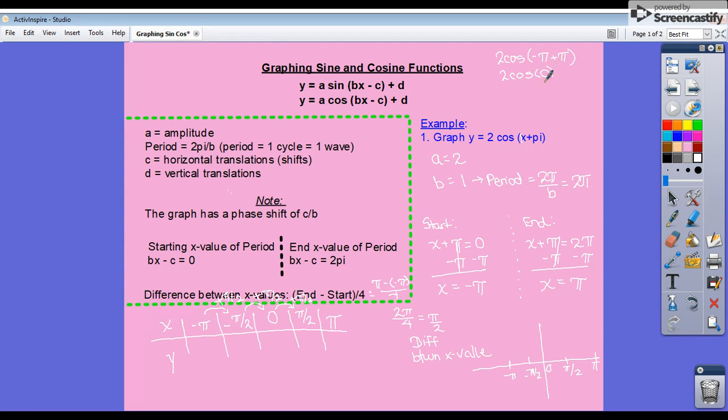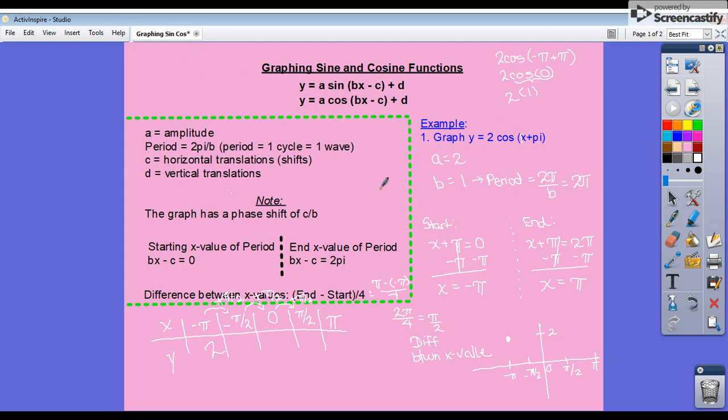So 2 cosine of 0. Well, what's the cosine of 0? That would be 1. And then 1 times 2 is 2. So when x is negative pi, the y value is 2. I'm making a point right there. Next up is negative pi over 2. So I'm going to plug it in. Negative pi over 2 plus pi. It's just like adding negative 1/2 plus 1. It would give me pi over 2.